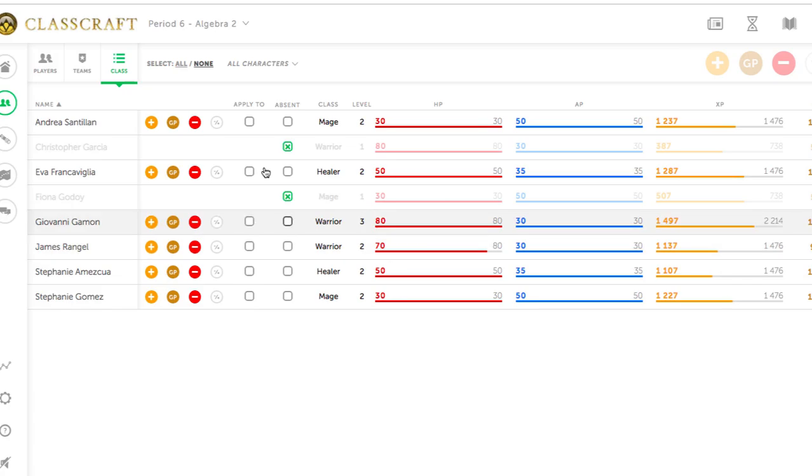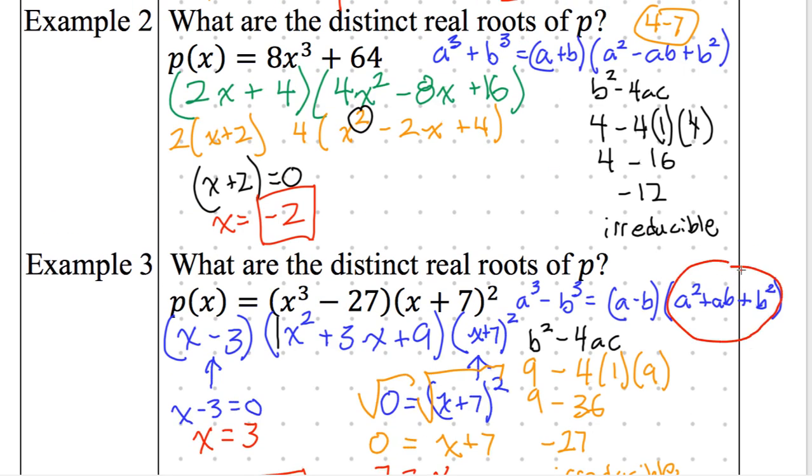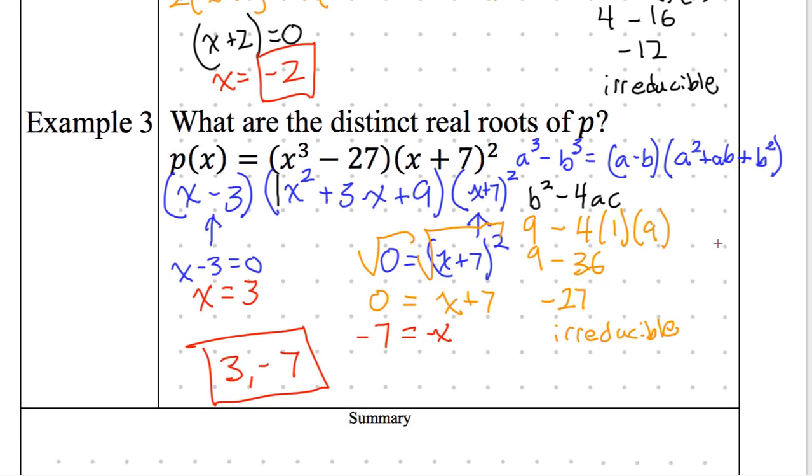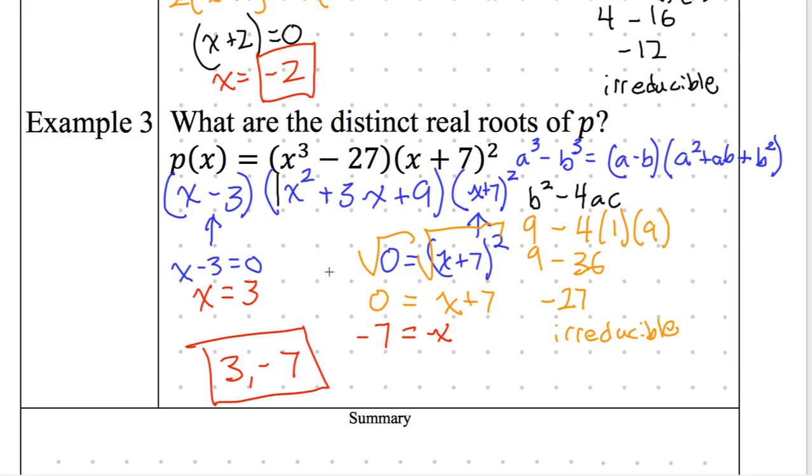All right, that concludes the notes. In your summary, talk about how when you do a difference of cubes, that second term is always going to be irreducible. That needs to be in your notes for your summary. Your answers are 3 and negative 7. Everyone was positive and hardworking for the notes. Everyone got 100 XP. When you square root both sides, you get rid of the square and just do the same thing. And the answer is 3. Cool. That concludes the notes. Write your summaries now.